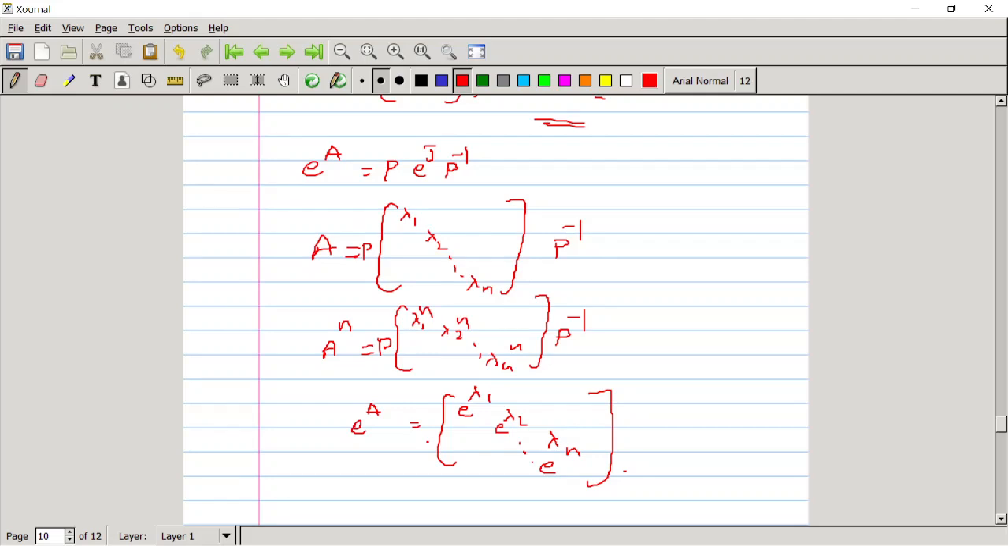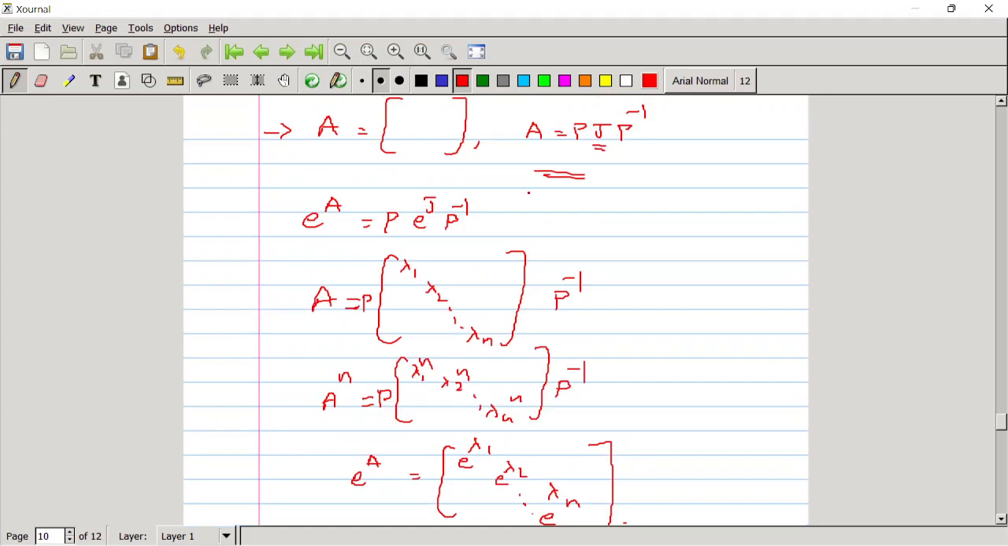Yes, sir. This matrix into P inverse. If you take P inverse equal to Q, then this can be replaced as Q inverse times some matrix into Q. That does not matter, P J P inverse or P inverse J P, whatever it is. Is it clear? Yes, sir. Okay.